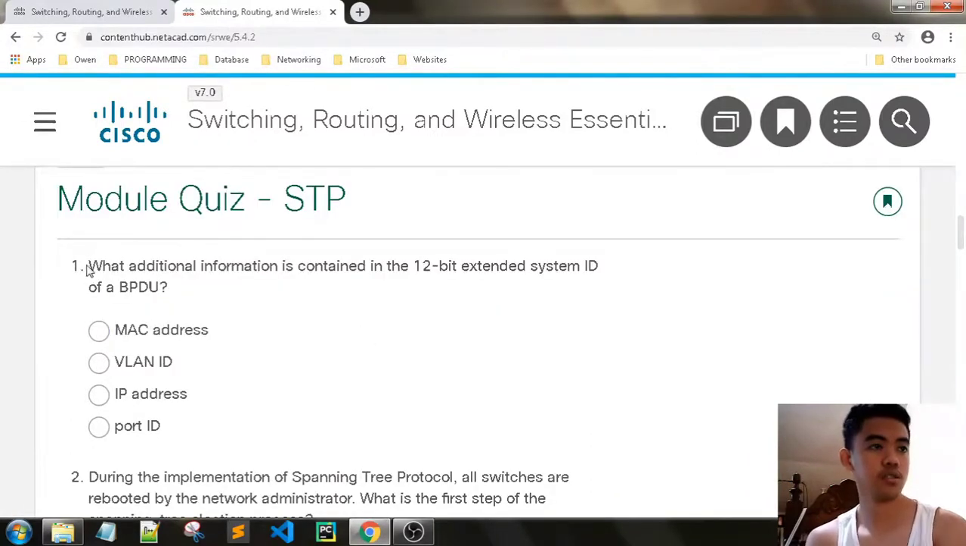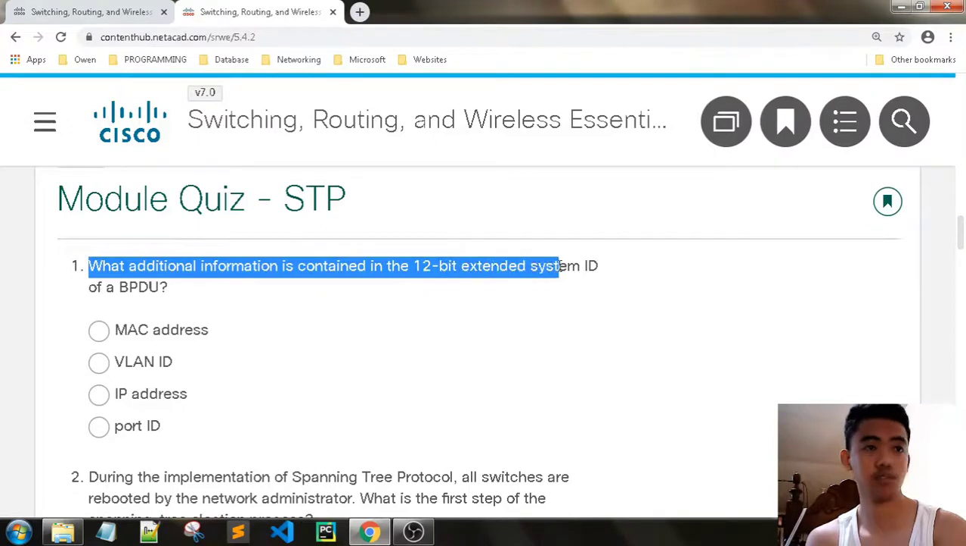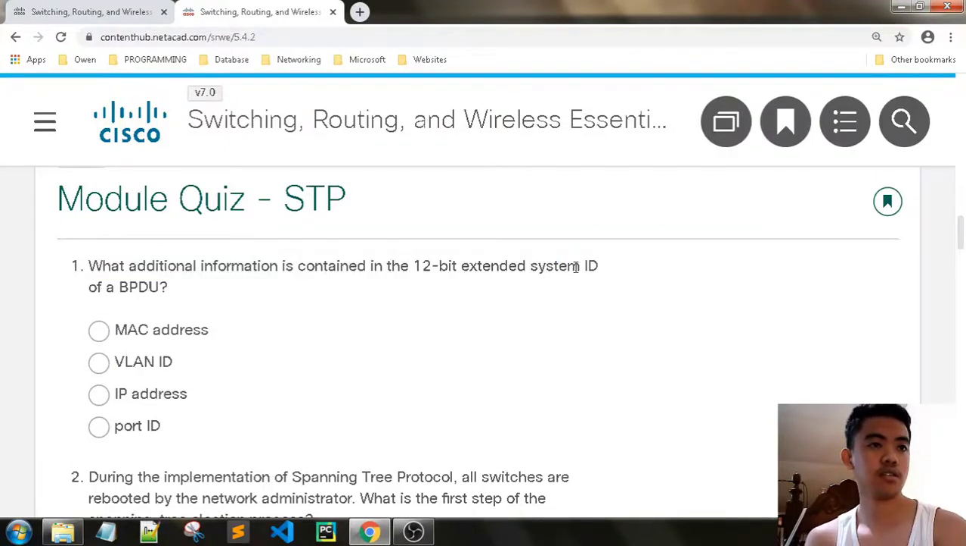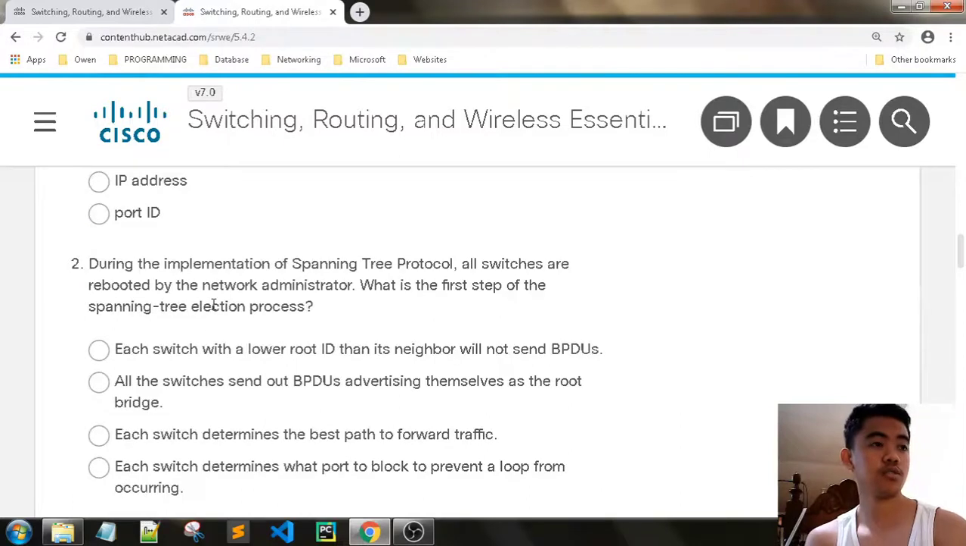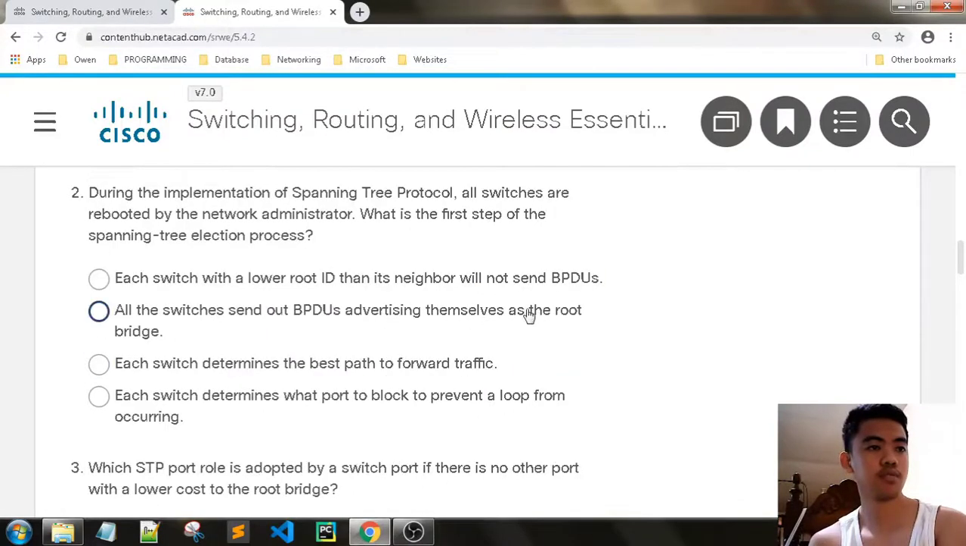Number 1 is, what additional information is contained in the 12-bit extended system ID of a BPDU? We have discussed earlier that the VLAN ID is contained in the extended system ID of the bridge protocol data unit. Number 2 is, during the implementation of STP, all switches are rebooted by the network administrator. What is the first step of the spanning tree election process? All the switches send out BPDUs advertising themselves as the root bridge.